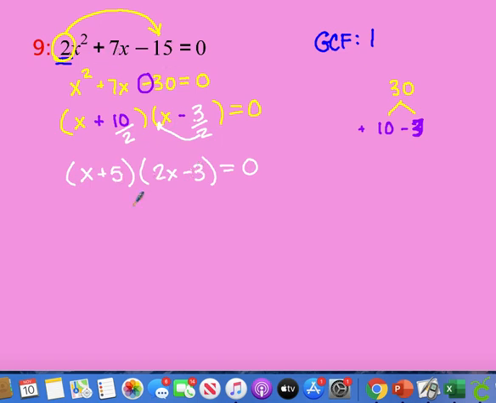All right, at this point, I'm ready to go ahead and use my zero product property on both terms. And that's going to give me x is negative 5 and x is 3/2. So let me put those in least to greatest order. And those are my solutions.